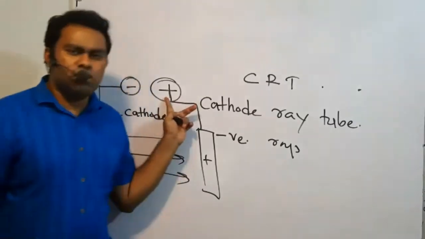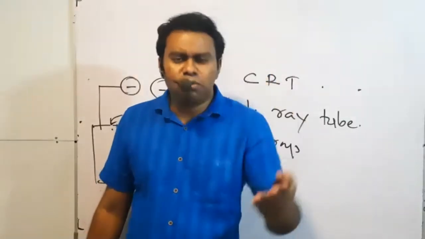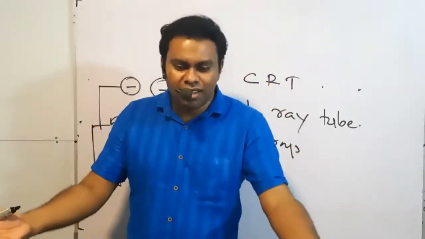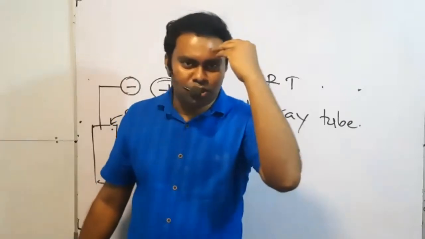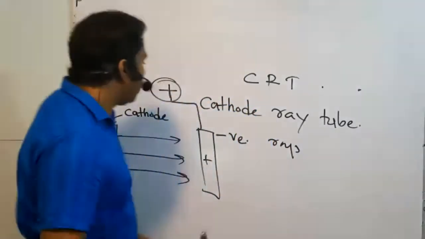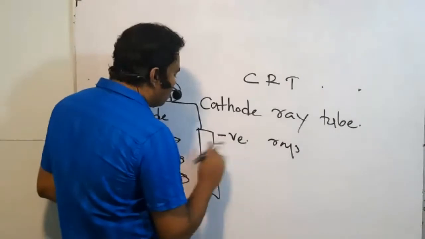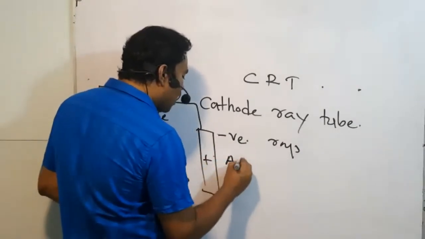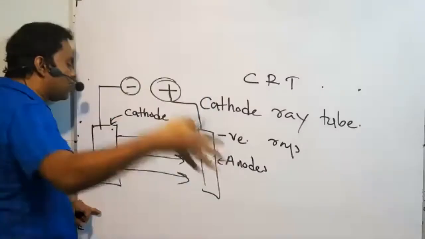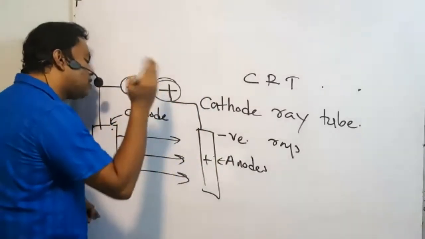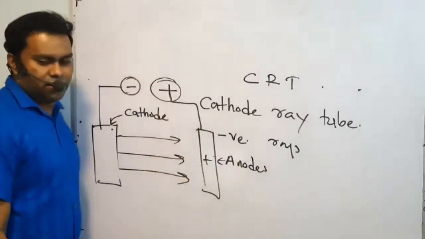Positive means anode. So therefore, positive means anodes. Negative, cathodes. Positive, anodes. Easy to keep in mind.